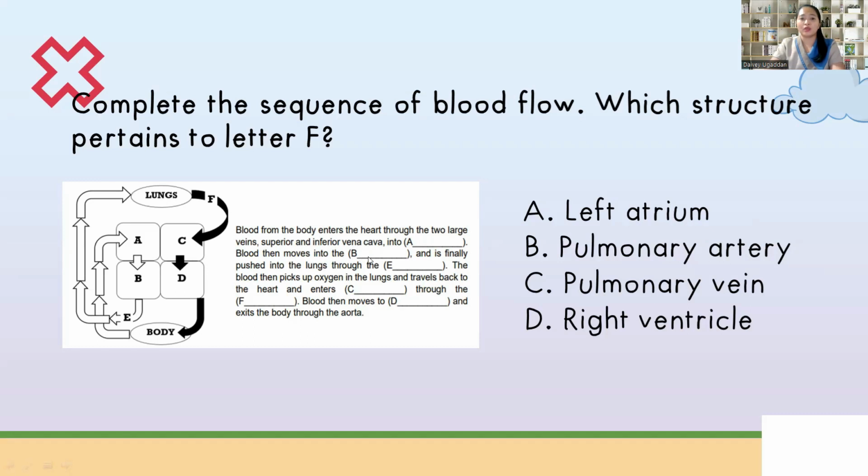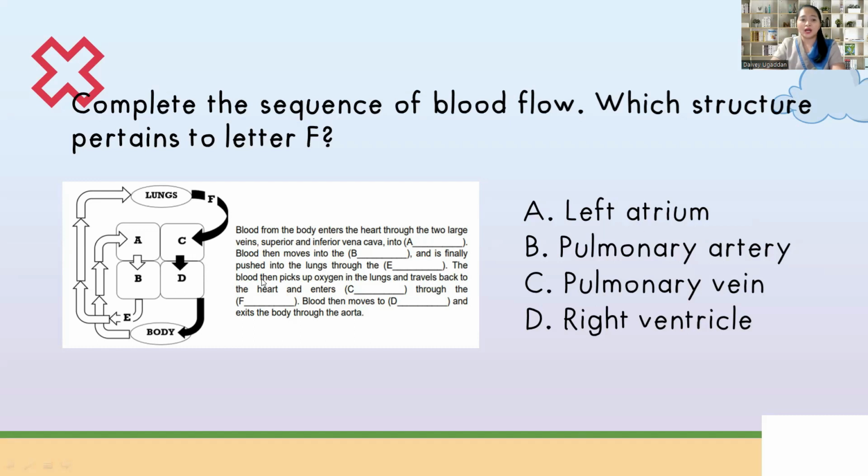Blood then moves into the B. So after the blood is pushed into the right atrium, it will now be passed on to your B, which is the right ventricle. And it's finally pushed into the lungs through the blank. So what is this letter E? How will the blood go to your lungs? It will have to pass through the pulmonary artery.